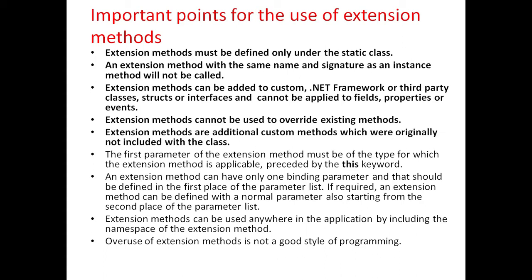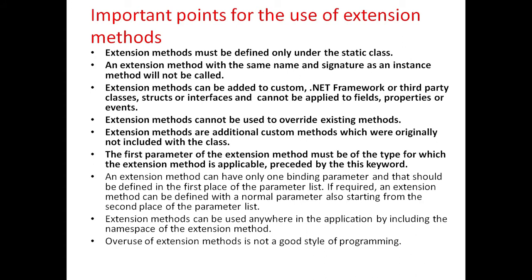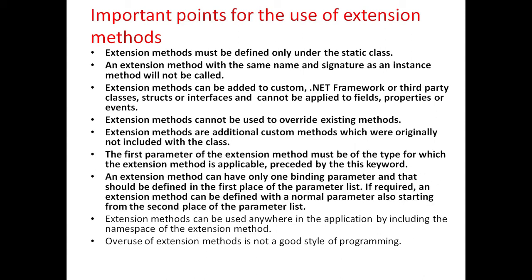Extension methods are additional custom methods which were originally not included with the class. The first parameter of the extension method must be of the type for which the extension method is applicable, preceded by this keyword. An extension method can have only one binding parameter, and that should be defined in the first place of the parameter list. If required, an extension method can be defined with a normal parameter, also starting from second place in the parameter list.